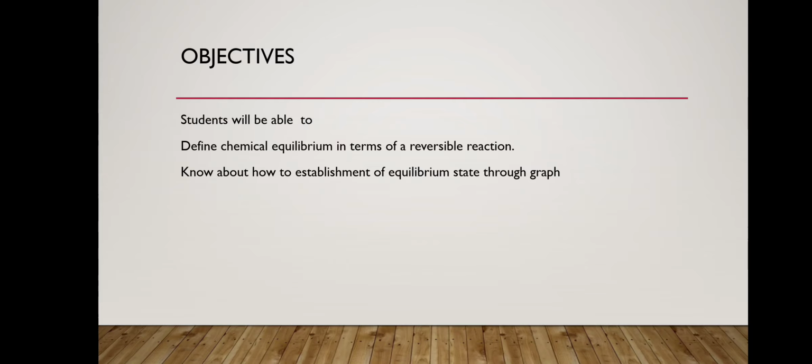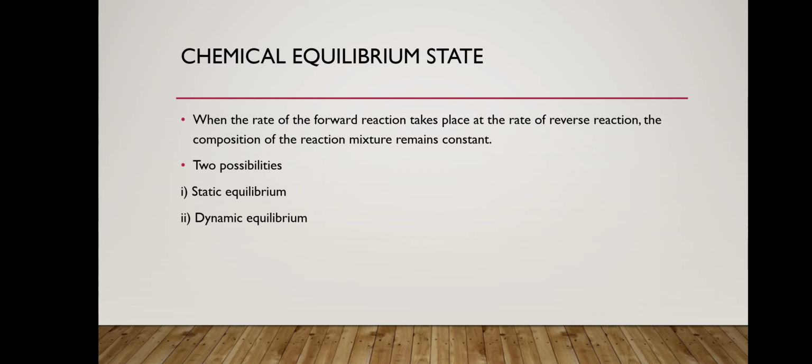Now about the establishment of the equilibrium state through a graph. Chemical equilibrium state: when the rate of the forward reaction is equal to the rate of the reverse reaction, the composition of the reaction mixture remains constant. Two possibilities: static equilibrium and dynamic equilibrium.